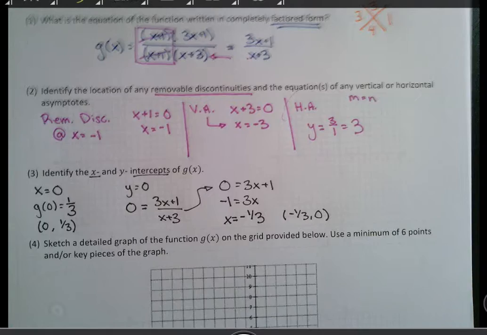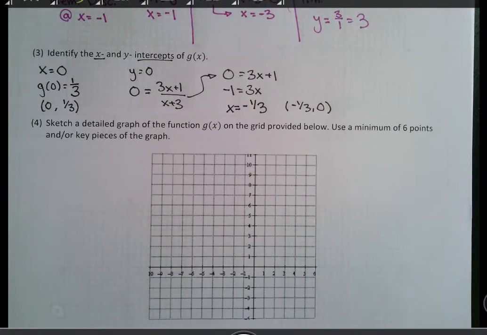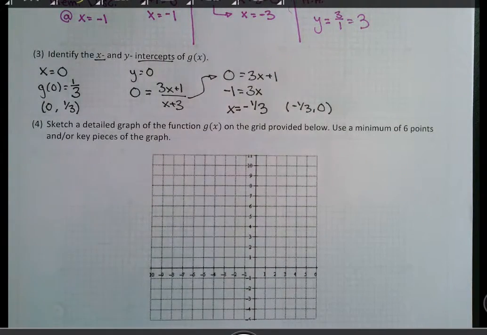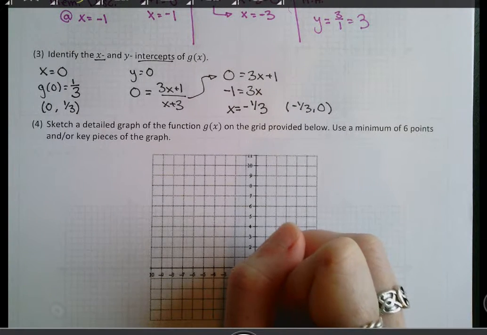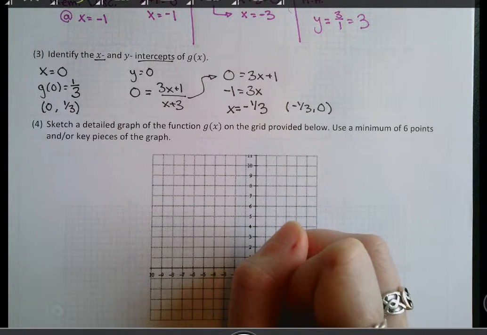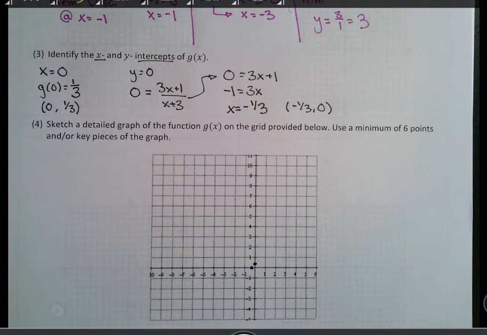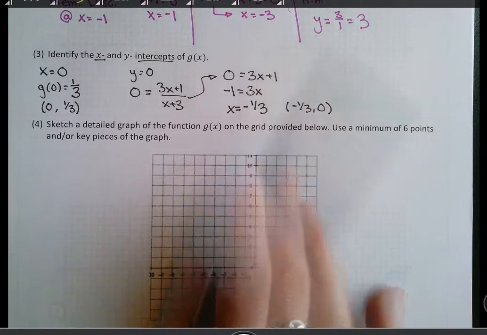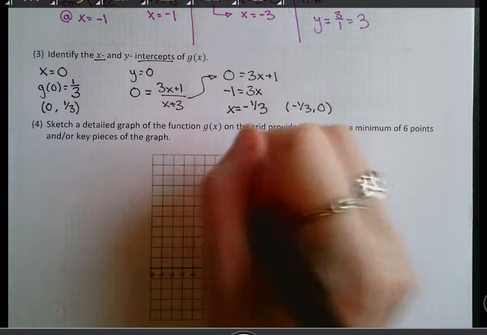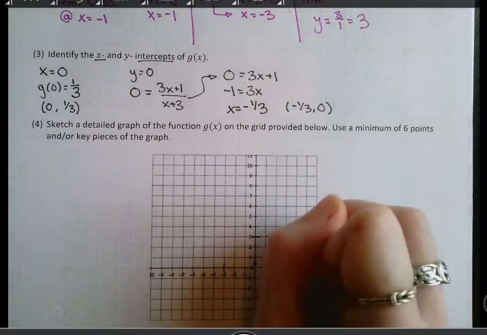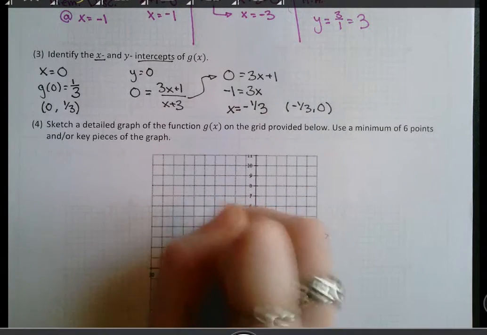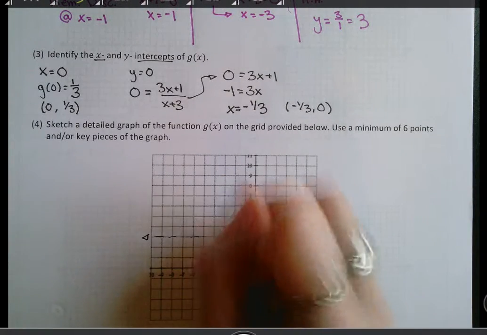So down below, I'm going to go ahead and plot these points that I know so far. We know the point (-1/3, 0). We know (0, 1/3). So we know these 2 points here. Now we also know some of our asymptotes, our vertical and horizontal. So x equals -3, that's going to be our vertical. Horizontal will be up here, and it'll look something like so. Drop both of these in.